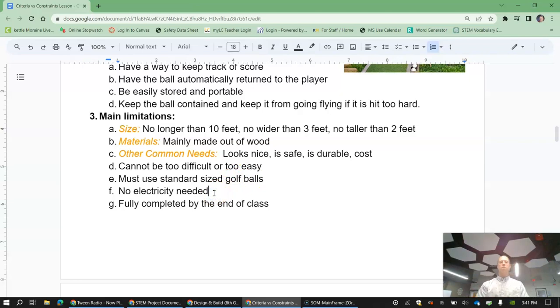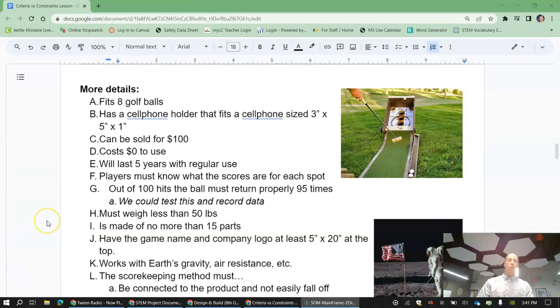Here's another limitation. Maybe we're not allowed to use electricity. If we were allowed to use electricity, maybe the way that we got the ball back would be slightly different. But because we're saying, hey, no, you can't use electricity, that means now we have to find a way to get the ball back, and we're probably just going to have to use gravity to let the ball roll down. Another need for all of us is, of course, we need to finish it by the time class is done.